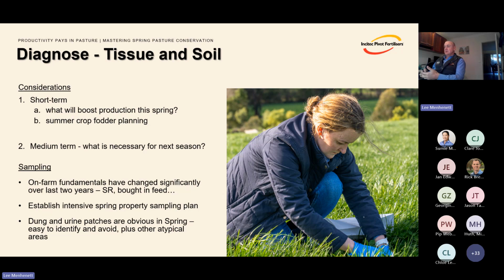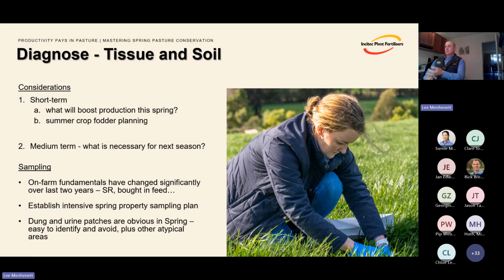And the reason we need to have a bit more of a longer term or medium term outlook is that the fundamentals on farm have significantly changed based on the dry conditions of the last 2 years, what we've seen across southern pasture markets. Stocking rates have typically been on the back end, and we've brought in a lot of feed.